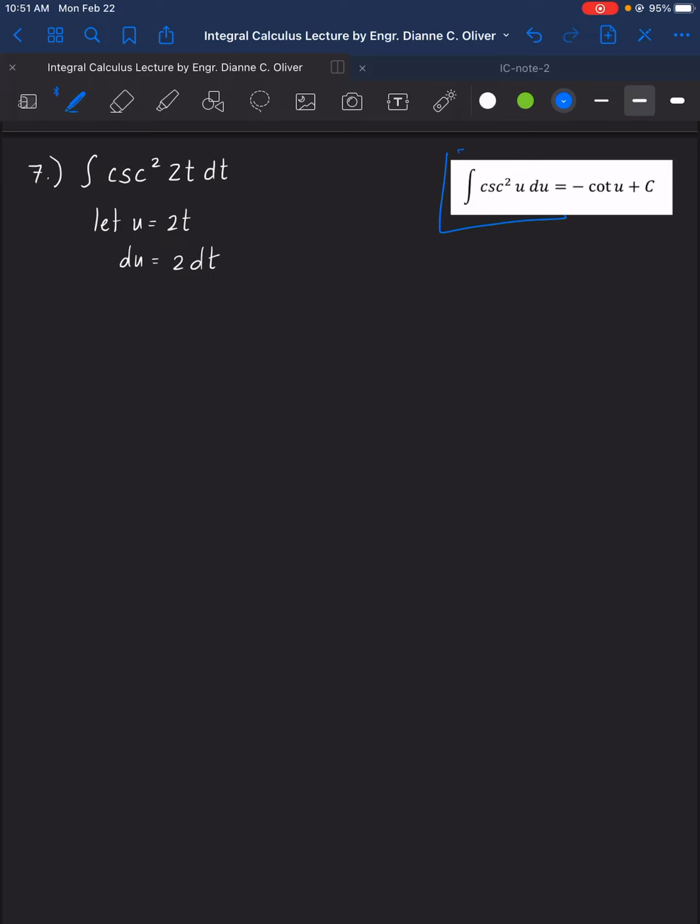Now let's copy the pattern here. Copy cosecant squared. Put u here and then the derivative of u. So we have the integral of cosecant squared. The u here is 2t. Du is 2 dt. Now we are almost at the given, except we need to balance it with the constant 2. So we have 1/2 outside. Disregard this portion. It's equal to 1/2.